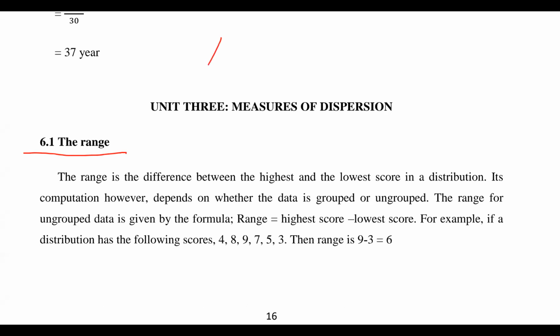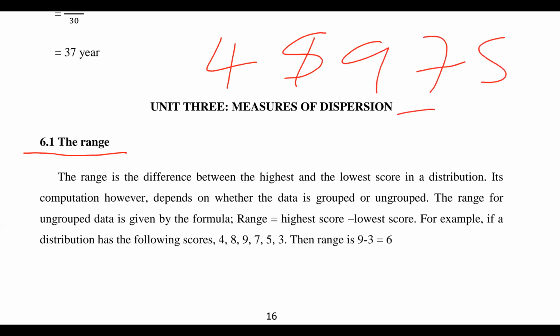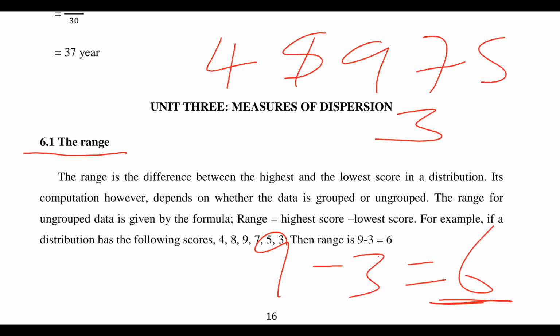So you are given the scores, like these: 4, 8, 9, 7, 5, 3. To find the range, you check which is the biggest number, the highest score. The highest score is 9, minus the lowest score, which is 3. The difference is 6. So therefore, your range is 6, okay? So to know the range, you just find the difference between the highest individual score and the lowest individual score. Is that clear?